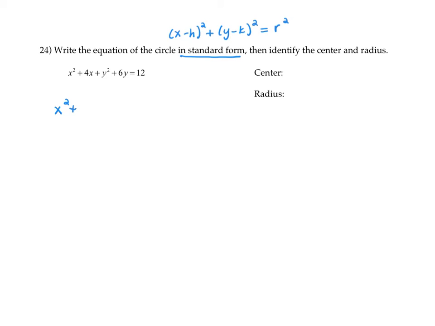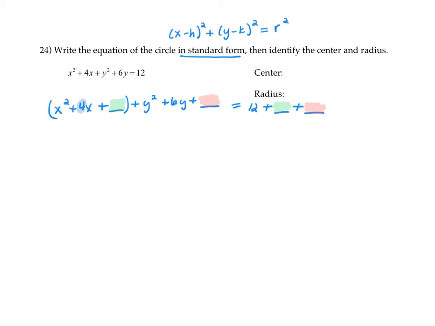So we're going to have x squared plus 4x plus blank, plus y squared plus 6y plus blank, equals 12 plus those two blanks. When you're filling in the blanks here for x, you're going to add that number to this side. When you're filling in the blank for y right here, you're going to add that number to the other side. So I'm going to group these together. The process for filling the blank in is this.